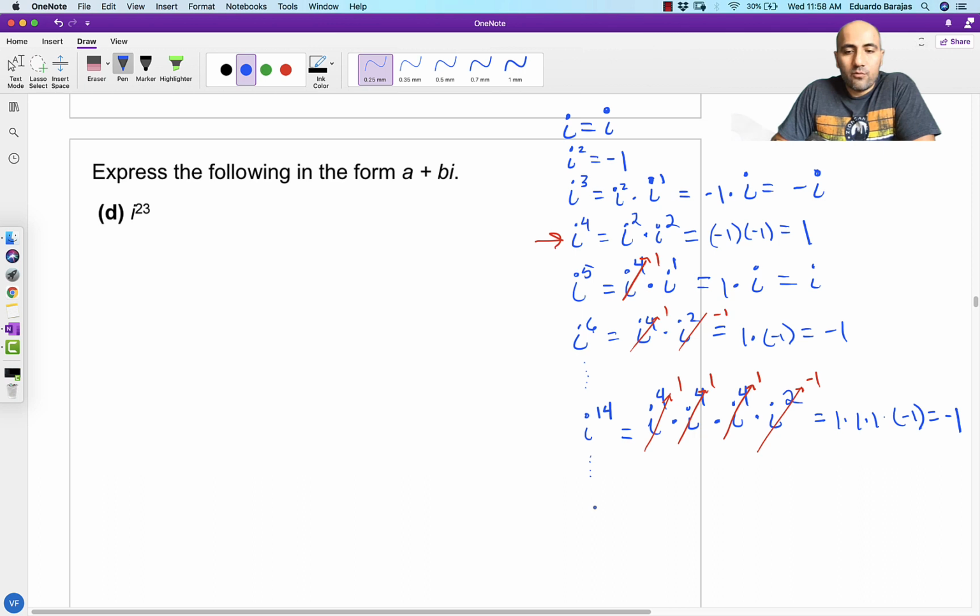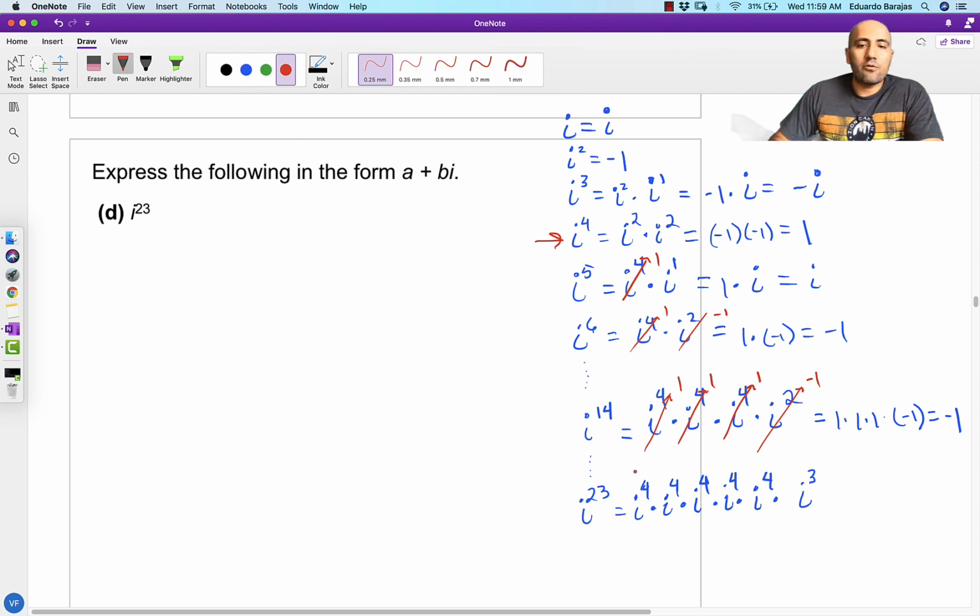Okay. Let's try another one. How about if it was more complicated, something like, well, how about i to the 24th? I'm sorry, 23rd. i to the 23rd power. Well, we'd want to do i to the 4th power times i to the 4th power, that's 8, that's 12, that's 16, that's 20. And there's still 3 more. i to the 3rd power, right?